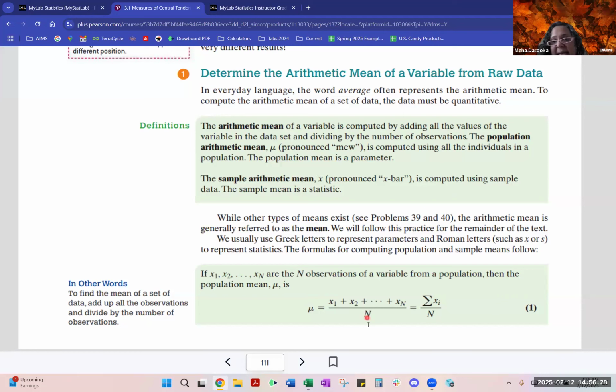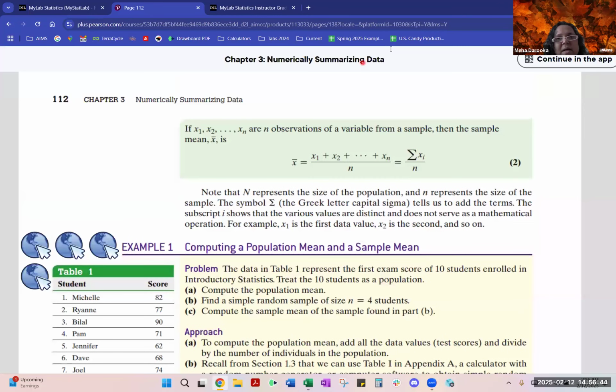So you divide it by N. And again, notice here, guys, we're using a capital N because that represents the population size. So the capital N is our population size. So add up all those variable values, divide by N, and you get your arithmetic mean.